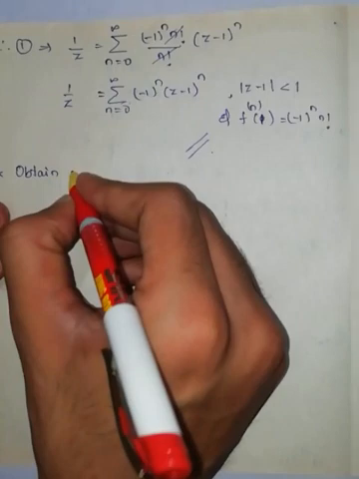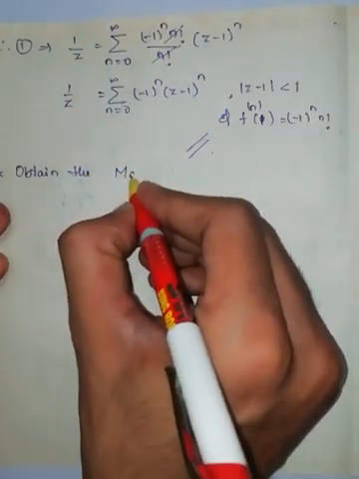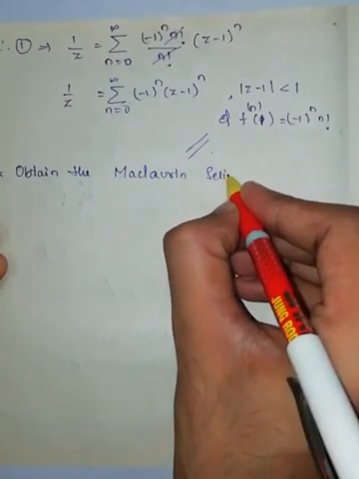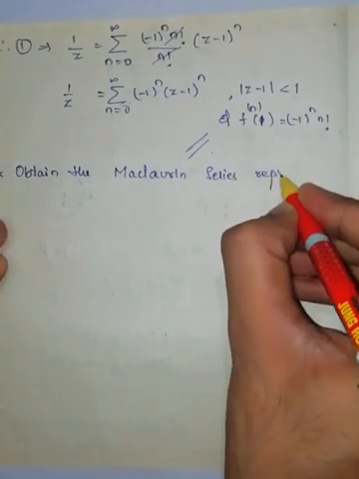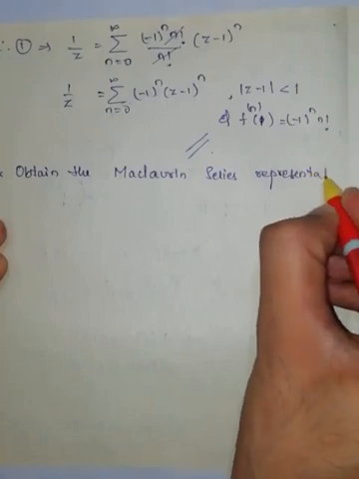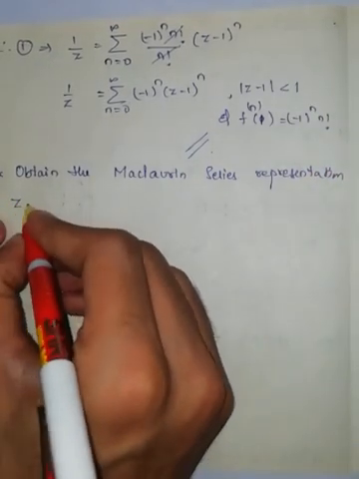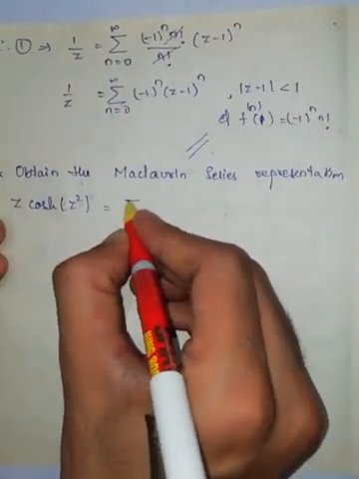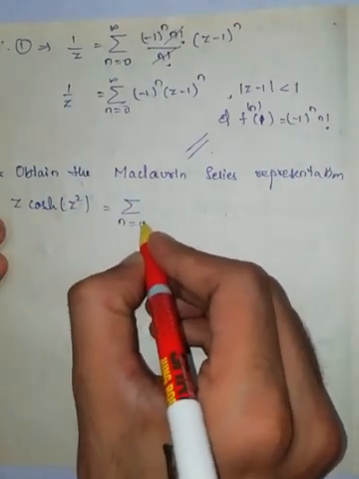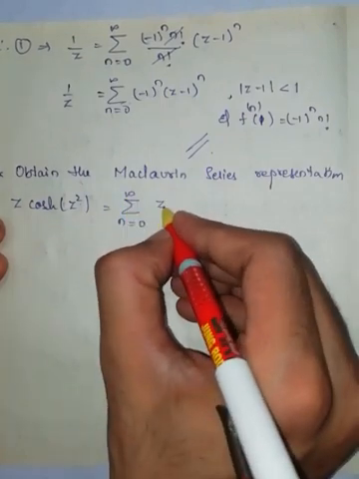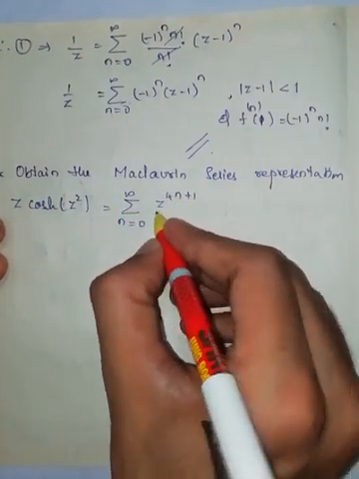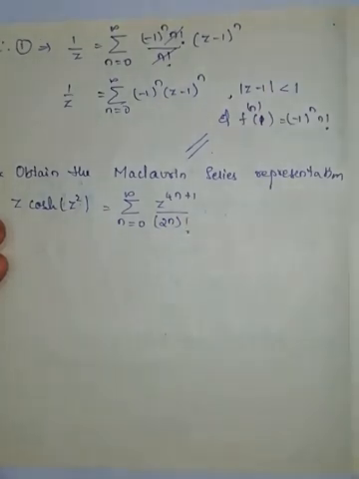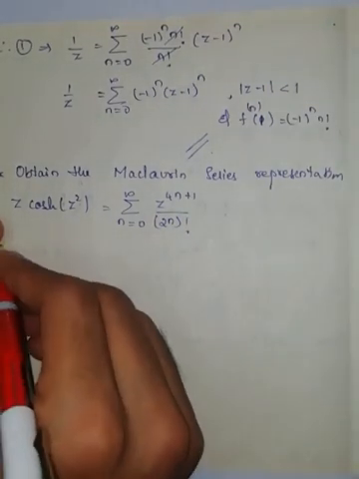Obtain the Maclaurin series representation of z cosh z² is equal to summation n is equal to 0 to infinity z to the power of 4n plus 1 by 2n factorial. Solution.